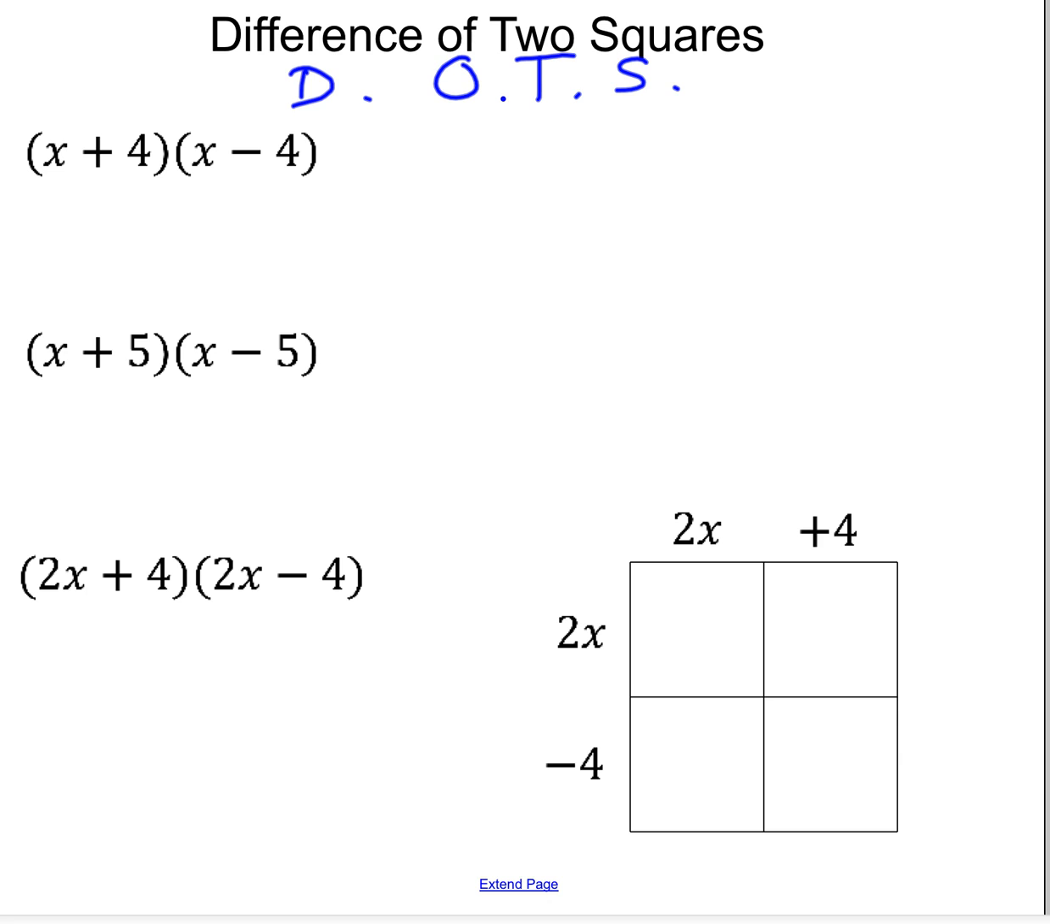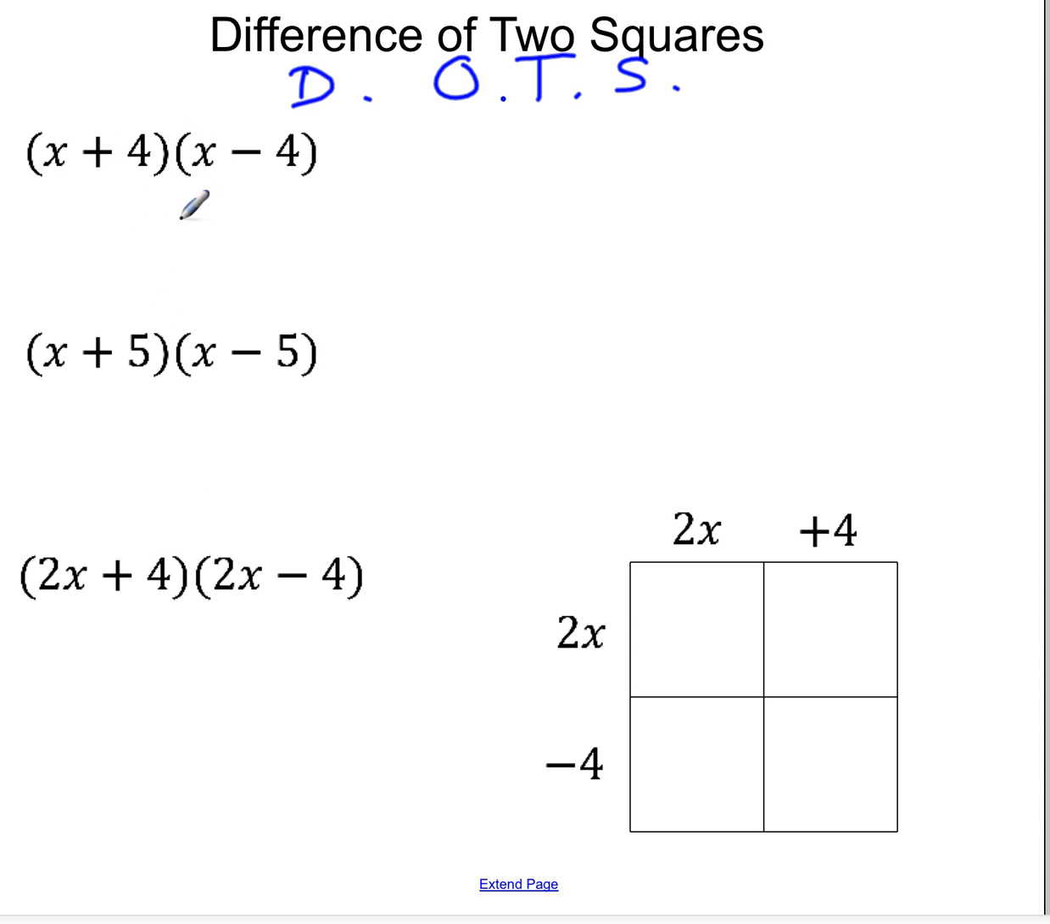So let's begin that process by looking at what I've got here. Now I have two binomials I'm multiplying. One is x plus 4, the other one's x minus 4. Look at all of these. X plus 5, x minus 5. 2x plus 4, 2x minus 4. Okay? Whereas in the last one, they were exactly the same. They were squared. In this one, they're almost the same, but they just have one tiny little difference. This is a plus, this is a minus.